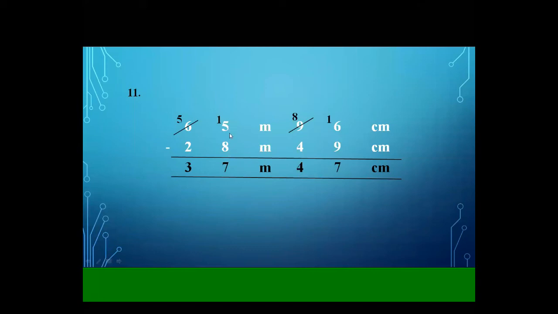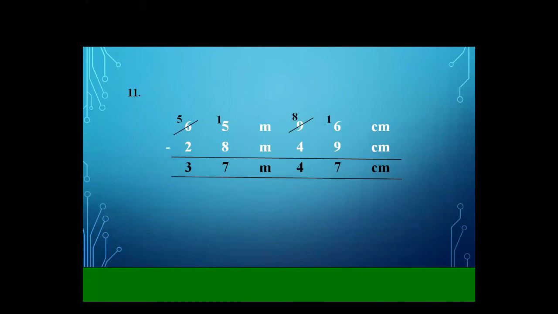And here 5 is smaller than 8. 5 is not subtracted from 8, so you take borrow from 6. When 6 gives 1 borrow to 5, it will become 15. 15 minus 8, 7, and here what's left, 5, so 5 minus 2, 3. 37 meter 47 centimeter. In this way you will complete this exercise, that is exercise 8.4, in your books by using pencil.